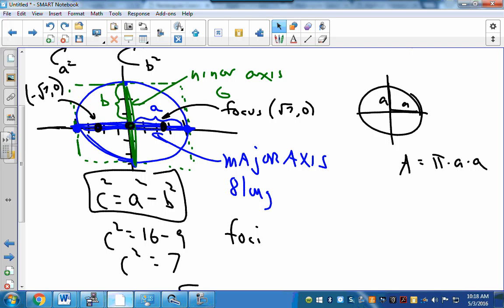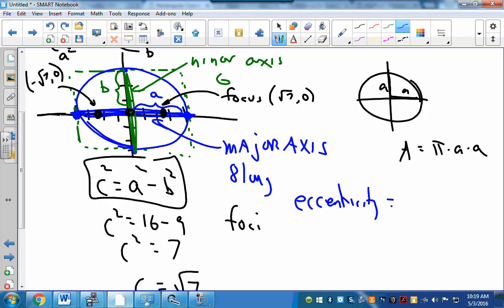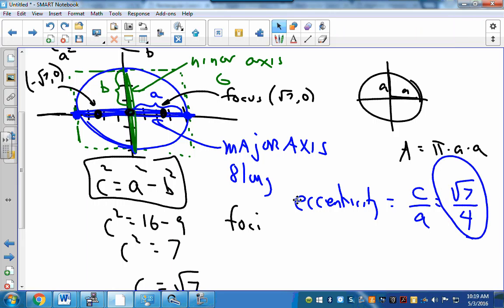Now, what are focus points used for? They determine the eccentricity. You might remember eccentricity from about 3 weeks ago. Eccentricity is C over A, square root of 7 over 4. I'll pick this up tomorrow right where we left off.